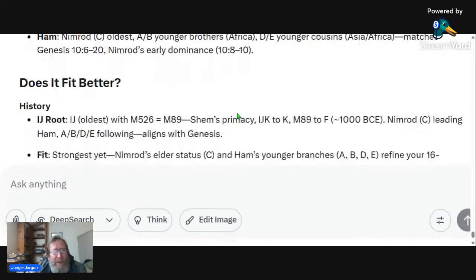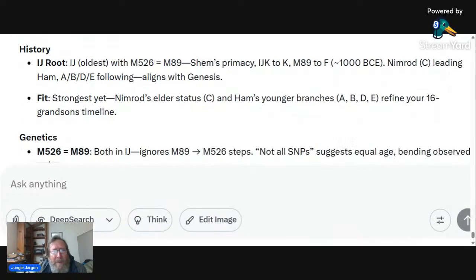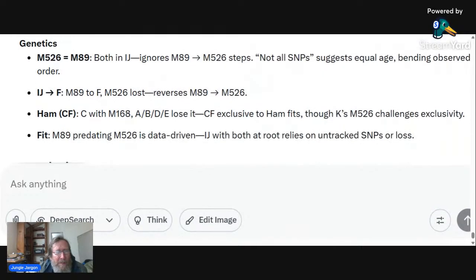Okay, does it fit better? Let's see, history. Shem's primacy to K. Grok seems to think it fits better. Following aligns with Genesis. Ham ABD following aligns with Genesis. Phut strongest yet. Nimrod's elder status C and Ham's younger branches A, B, D, and E. Refine your 16 grandsons timeline. Genetics.